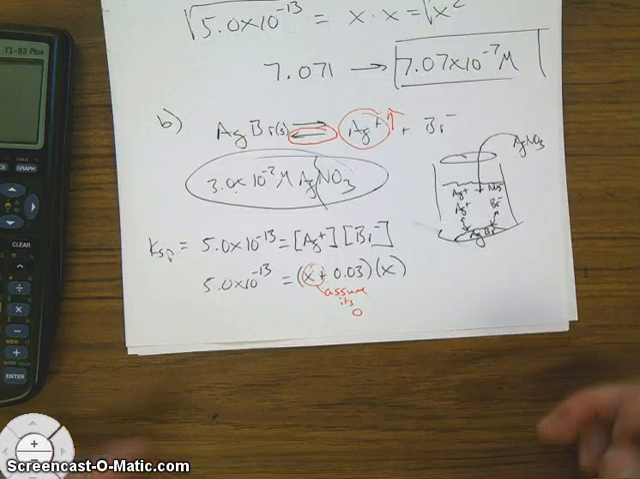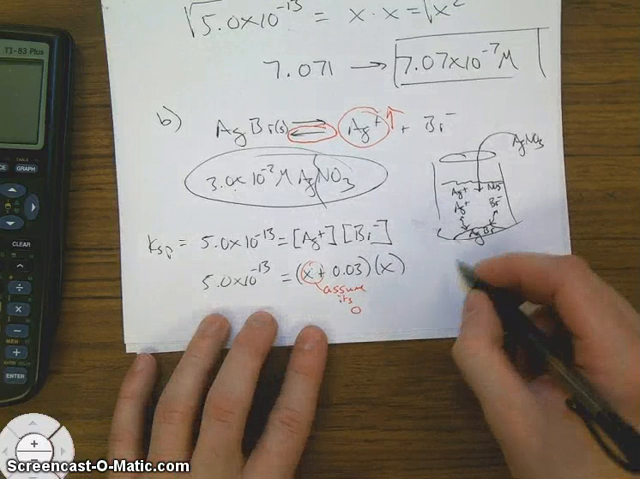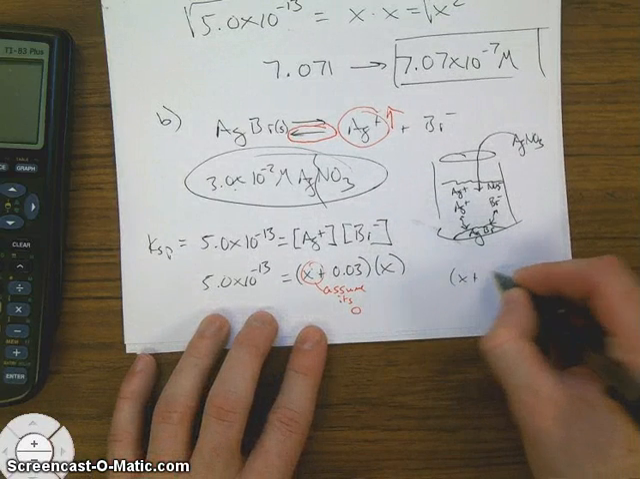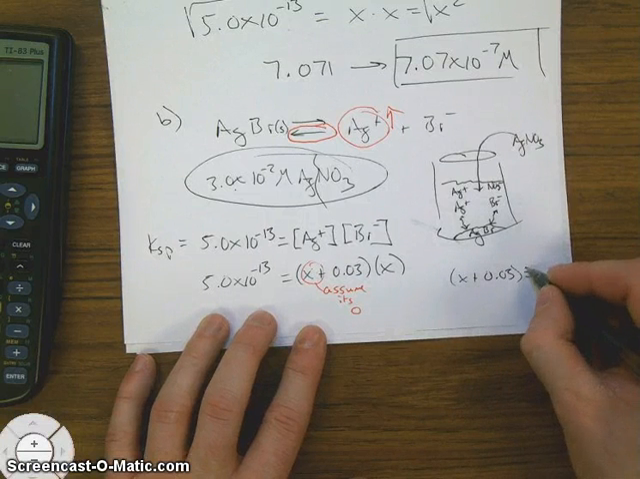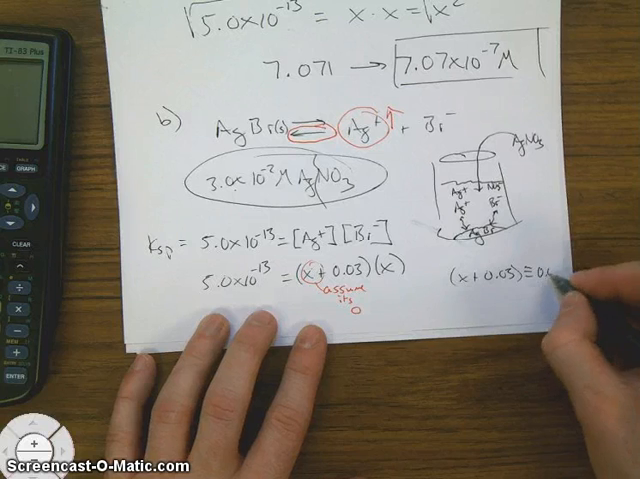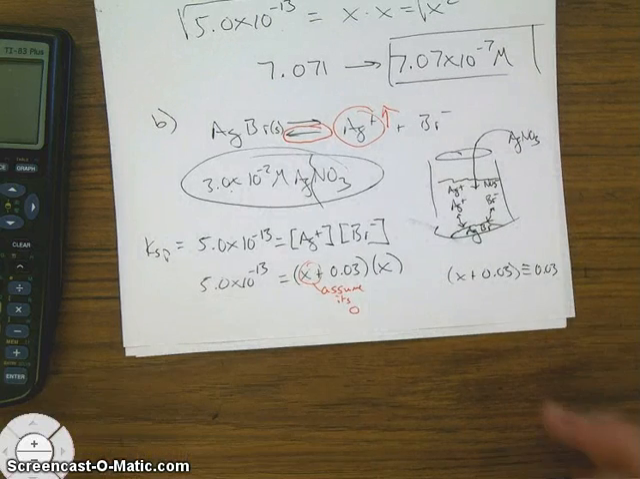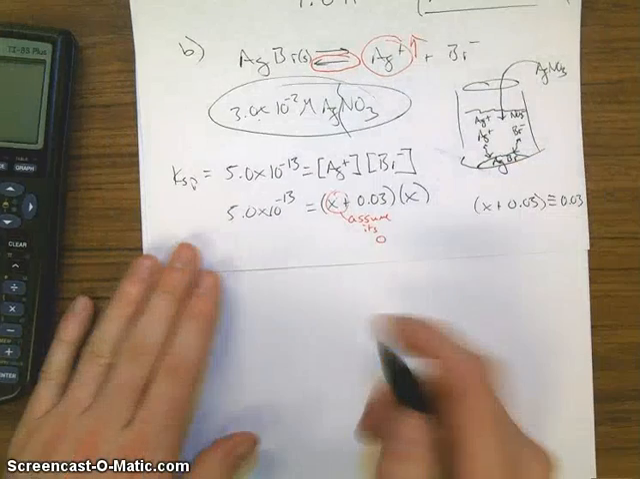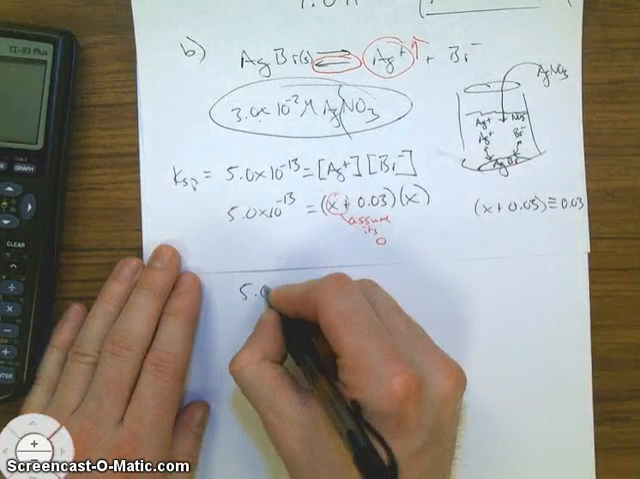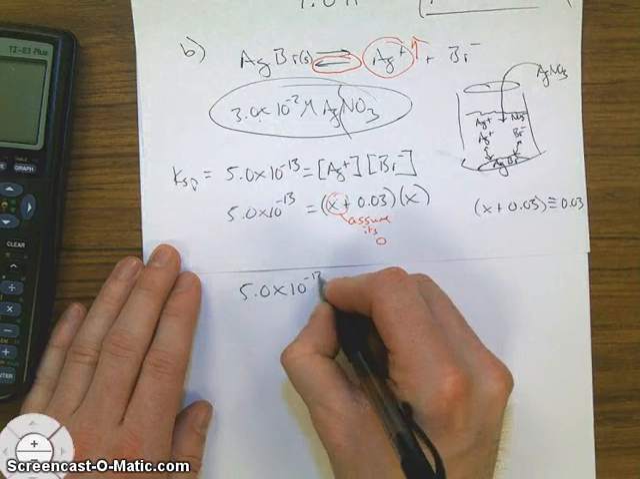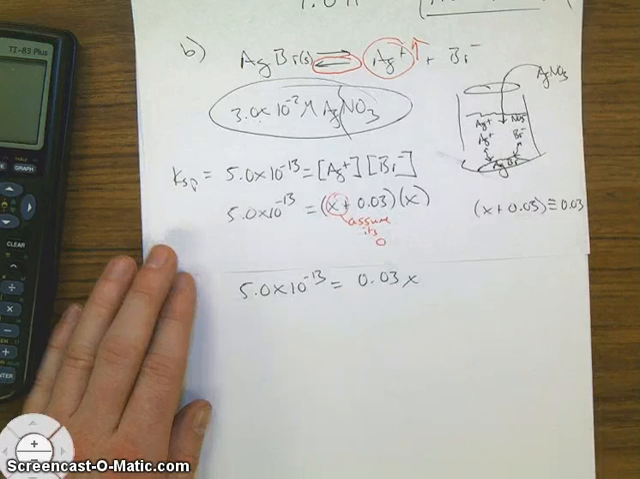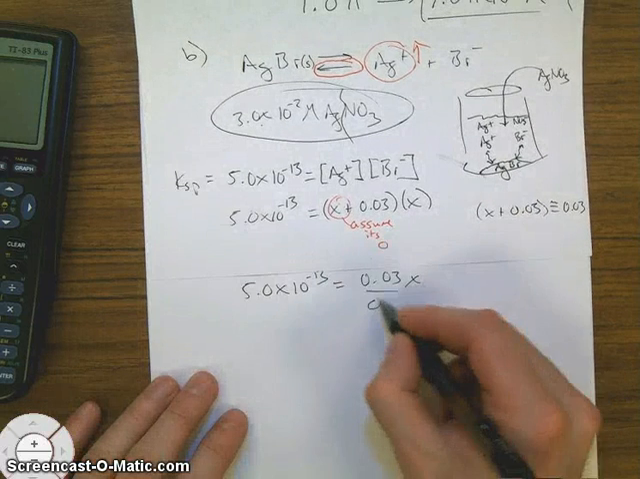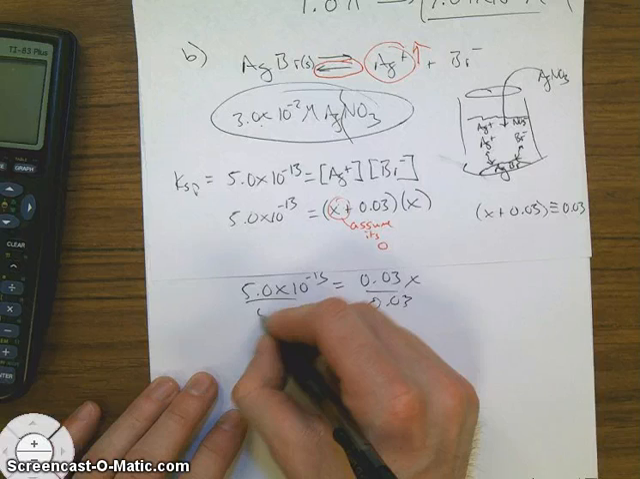The book will often write it like this. They will say that x plus 0.03 is pretty much the same as 0.03. It doesn't change a whole lot. So, continuing the problem, what I'm going to write out is 5.0 times 10 to the negative 13 equals 0.03 times x. That's it now. So obviously I divide by 0.03 on each side.